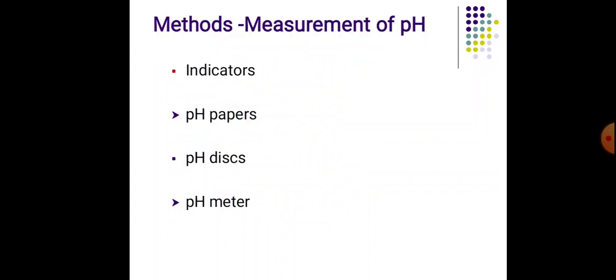The methods are indicators, pH papers, pH disc, and also pH meter. There are 4 methods for the measurement of pH. These are, one is indicators, then pH papers, pH disc, and pH meter.